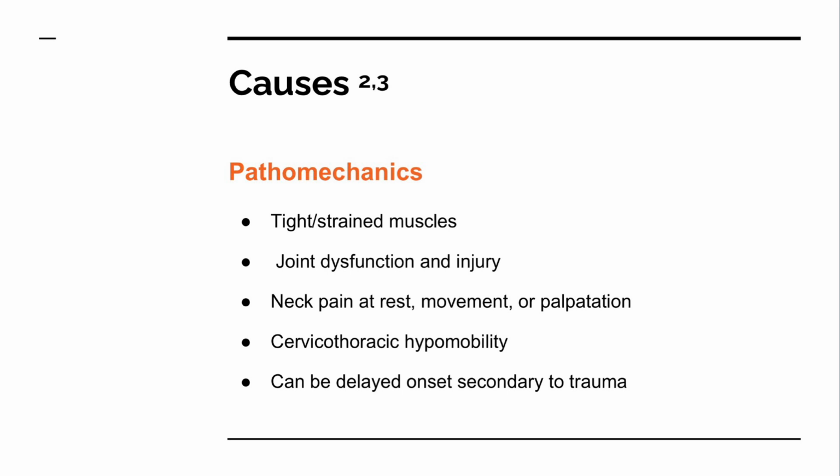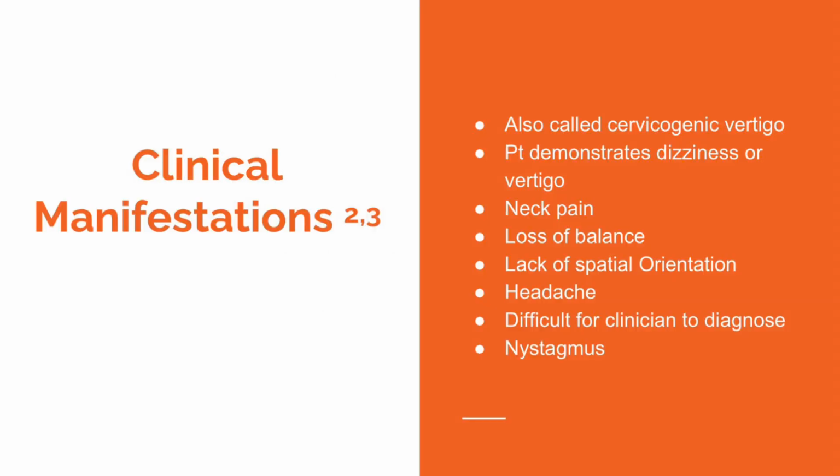We also have delayed onset secondary traumas. For example, a good one is whiplash when you have a car accident. The way you overextend or flex your neck can cause a strain, and that can cause inflammation. That can also cause the symptoms. Cervical thoracic hypermobility. So what are the clinical manifestations?